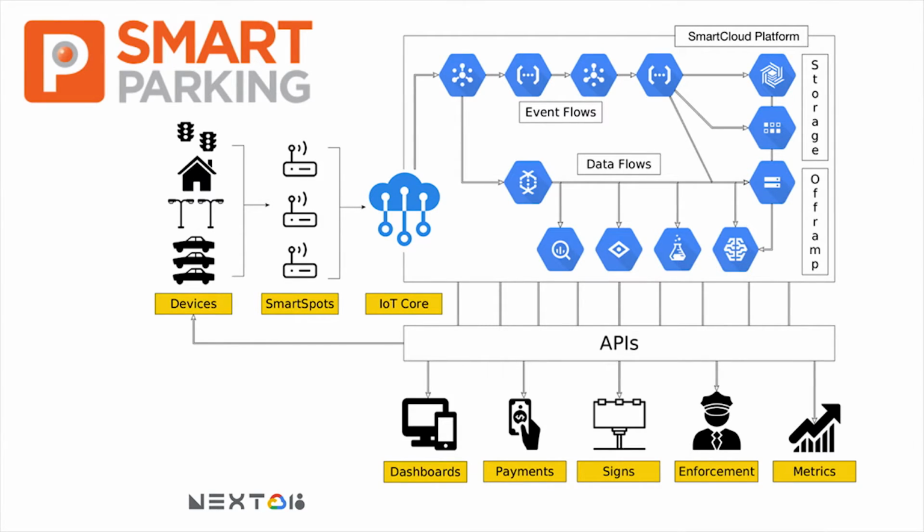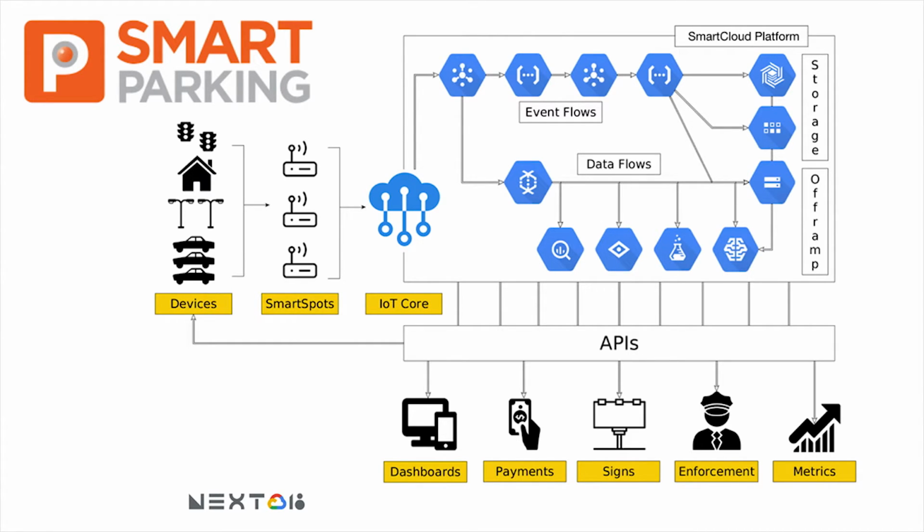And how are they doing it? Well, with this architecture here. So this is their Smart Cloud architecture, and you can see they have a number of devices that are sending information from the different parking spots. They've got their smart spots, which do a little bit of aggregation of just the raw data. And then the backbone of this system is really Google IoT Core. It's taking in all the data and piping that into GCP through PubSub, at which point it then enters two different data flows.